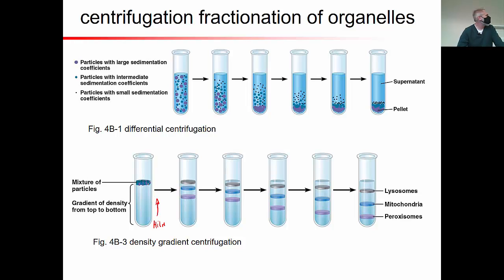We apply our entire sample to the top of the gradient and we start spinning, and what happens is that our organelle of interest will migrate until the density surrounding it is equivalent to its density, and that's called the buoyant density, and at that point it will no longer move through our density gradient. So we won't be doing that. It needs some fairly specialized equipment as well as technical skills to do good equilibrium centrifugation.